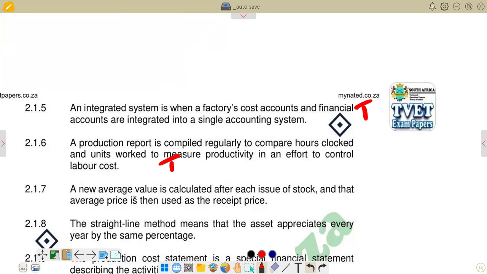Then we go to: a new average value is calculated after each issue of stock, and that average price is then used as the receipt price. Then we see that this is false. We can see that this is false.